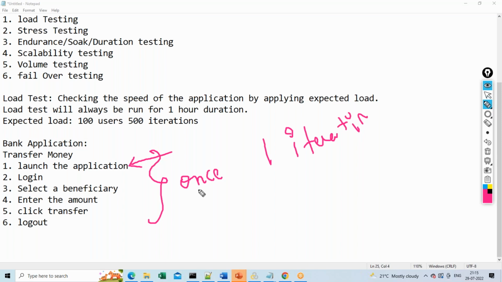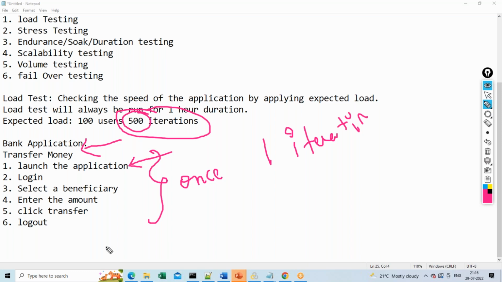Now when you execute all these steps twice, that becomes two iterations. When you execute all these steps 500 times, that becomes 500 iterations. So now what the client is saying is, for my bank application, for this particular scenario with 100 users, in the 1 hour of load test, you have to run 500 iterations, and then you check the performance of the application. That means when 100 users are transferring money in the 1 hour duration, that happens 500 times, not every user 500 times.